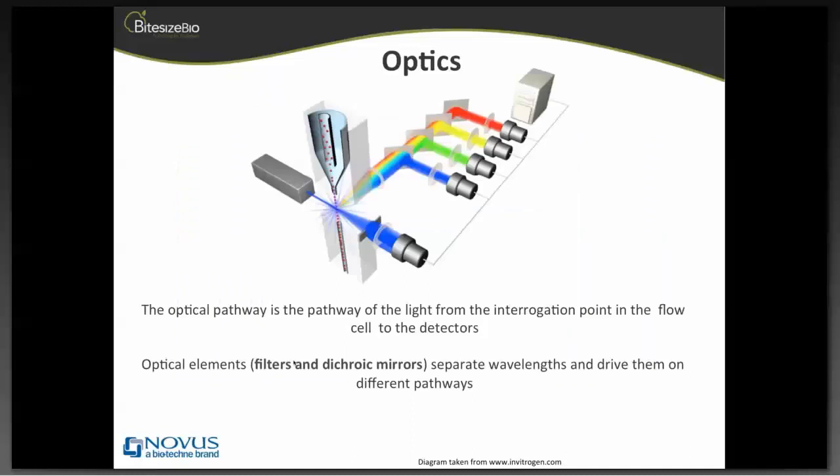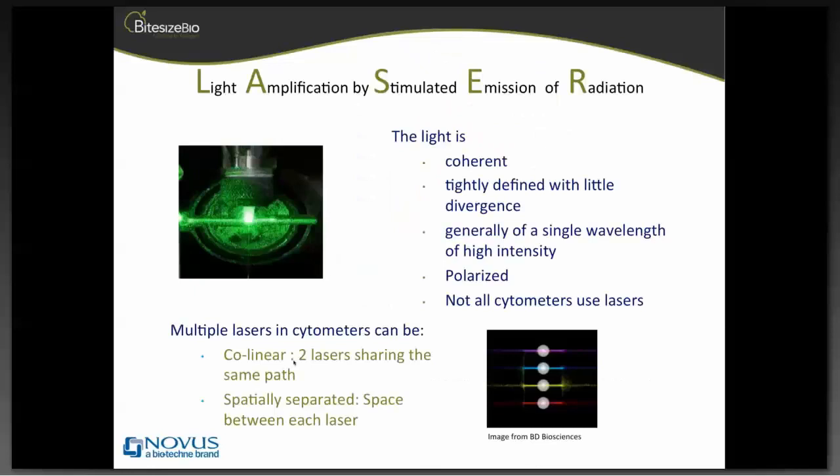The optical path is from the interrogation point in the flow cell to the detectors, and we have filters and dichroic mirrors in there to separate out wavelengths and to drive them through the different pathways. Most cytometers will have a laser as a light source. Not all of them do. Some of them have LEDs, some of them have mercury lamps, but a majority have lasers.